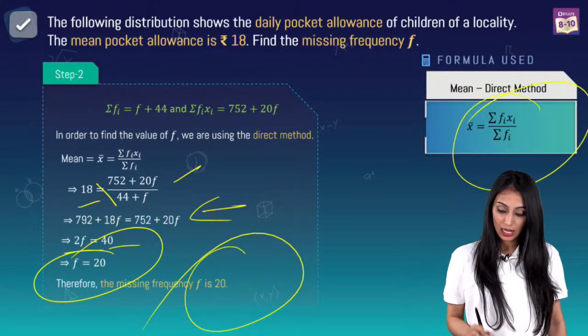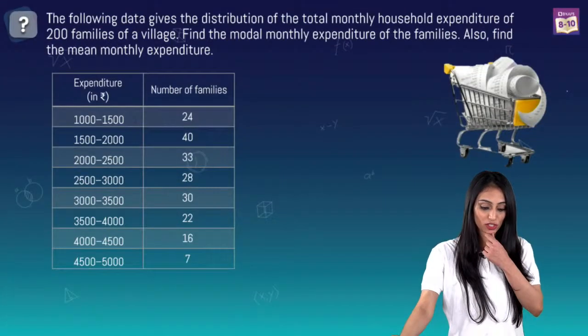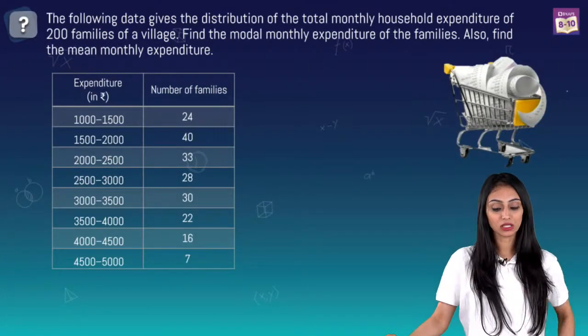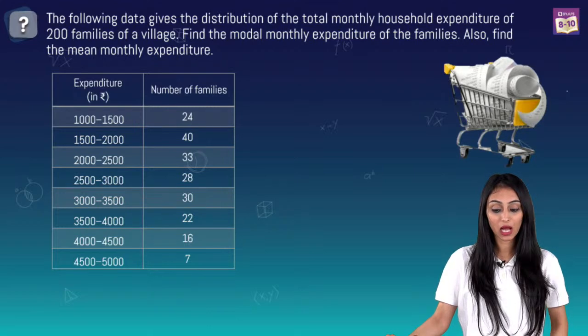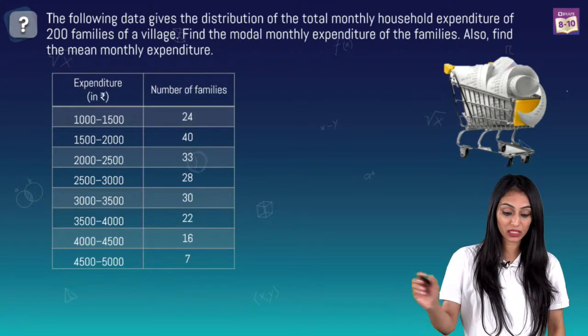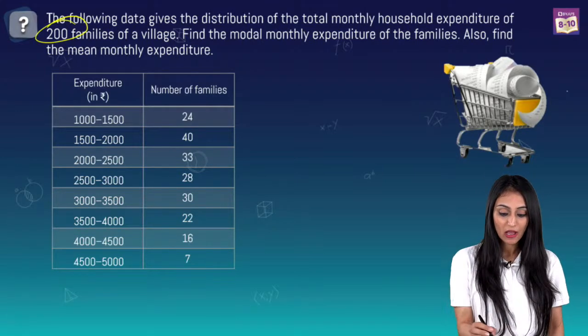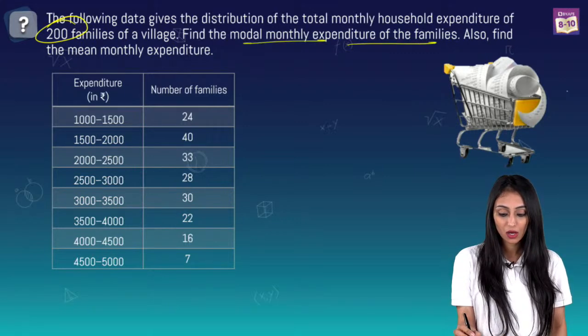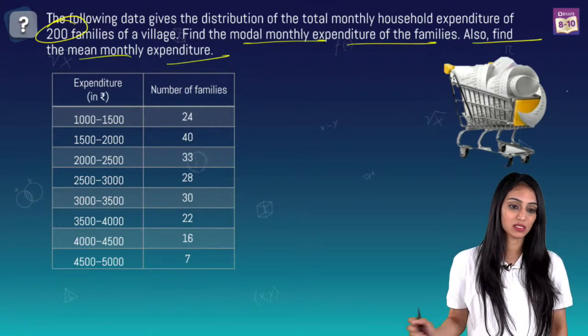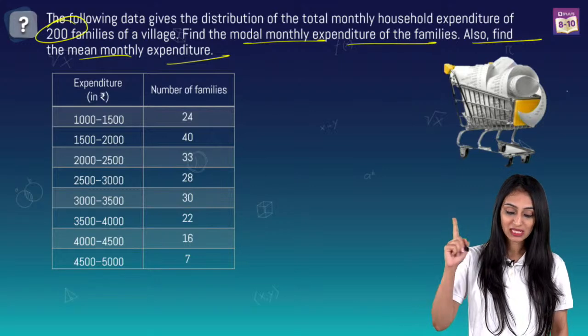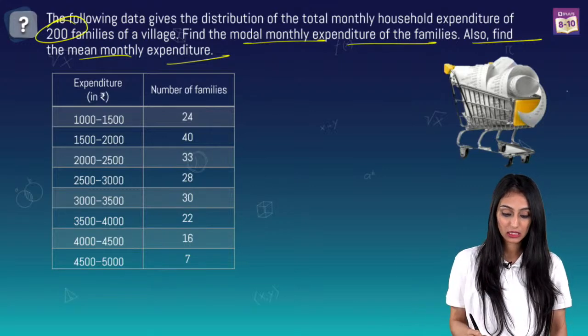Let's take a look at the next question. The following data gives the distribution of the total monthly household expenditure of 200 families. The total number of families is given. Find the modal monthly expenditure of the families, and also find the mean monthly expenditure of the families. Basically, you have to find the mode as well as the mean.